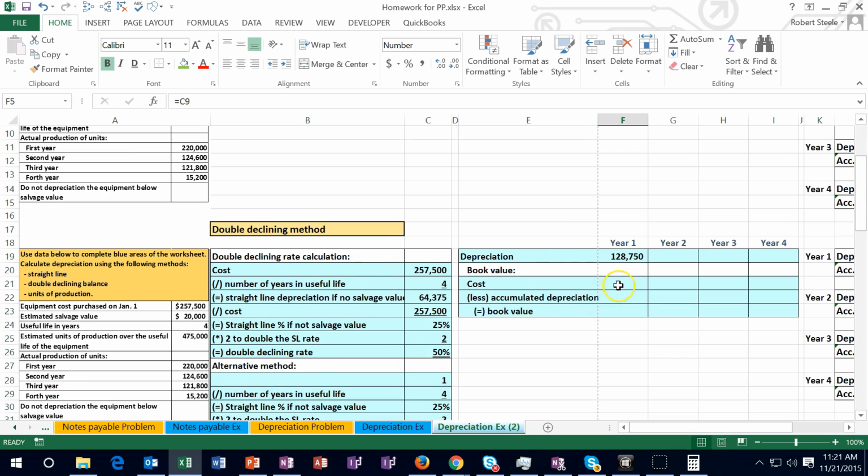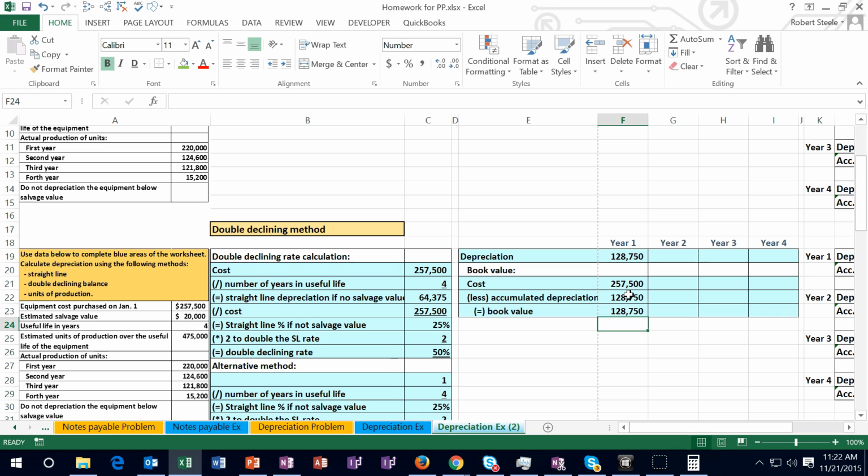So then we're going to go down here and we're going to calculate the book value, which starts with the cost, and the cost is this 257.5, same as straight line. Then the accumulated depreciation, because this is the only year that we have done so far, is that 128,750. How do we calculate book value? It's going to equal the cost, I'm going to point to it, minus the accumulated depreciation, I'm going to point to it, and enter. So there's our calculations.